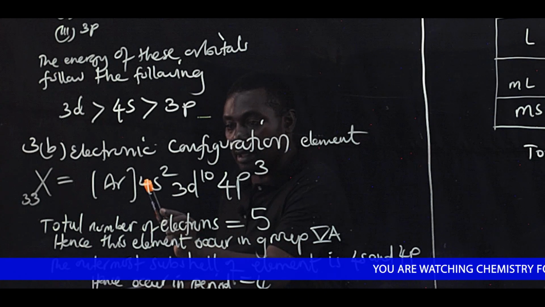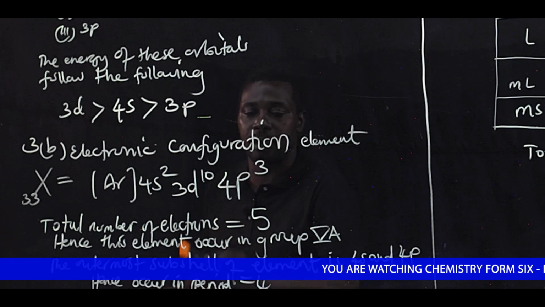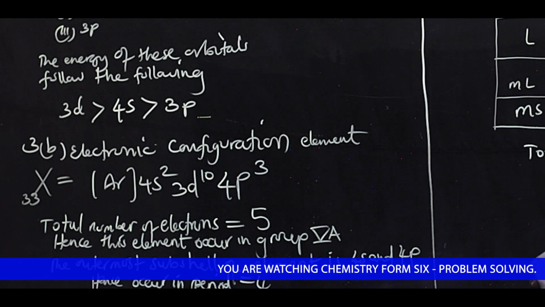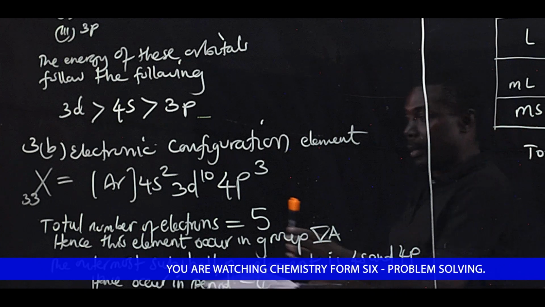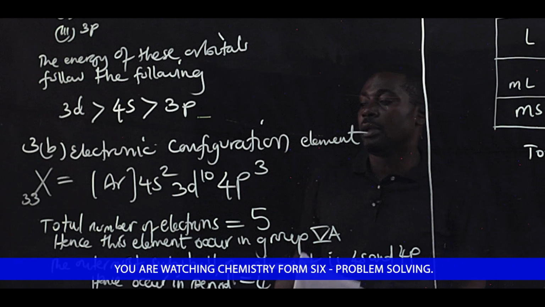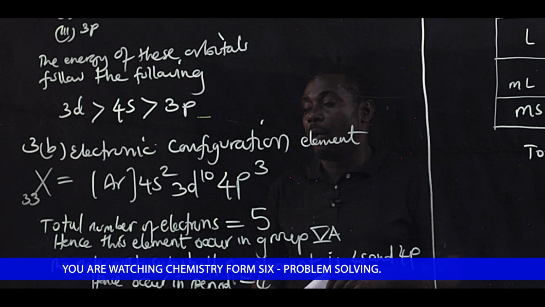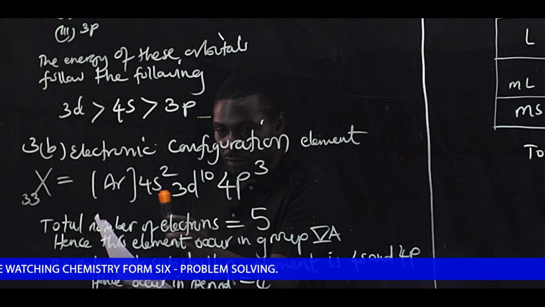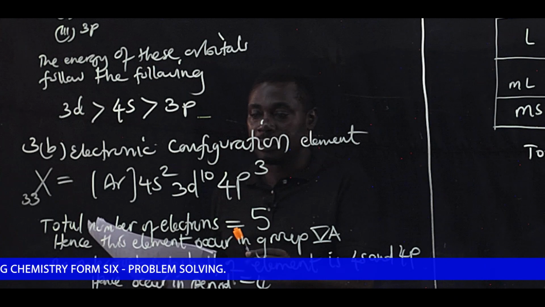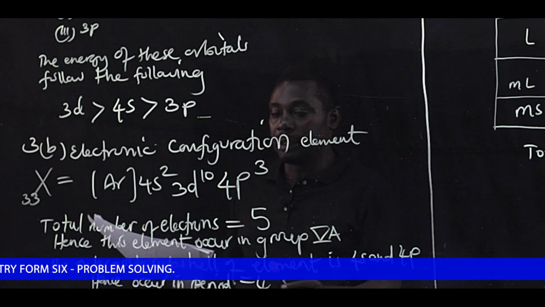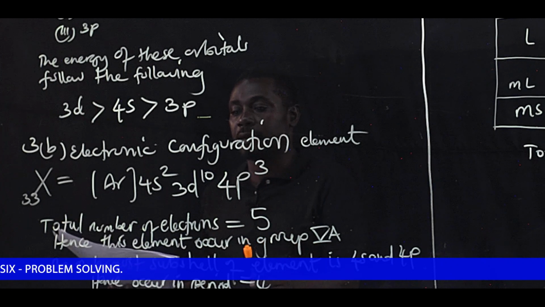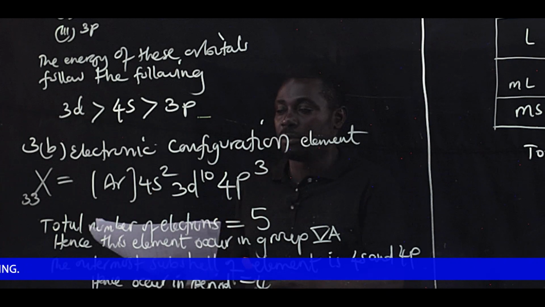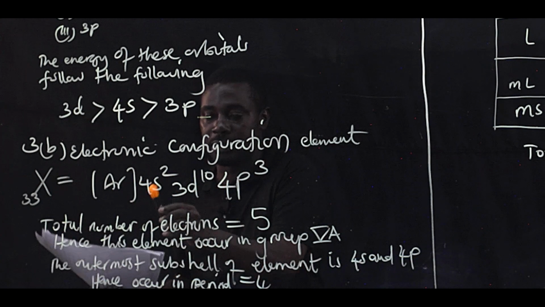I think here there is 4, 3, and 4. Can you tell me which one among these is the outermost? On looking at the value of this number, the outermost subshells are 4s and 4p. So the outermost shell of this element is shell number 4.